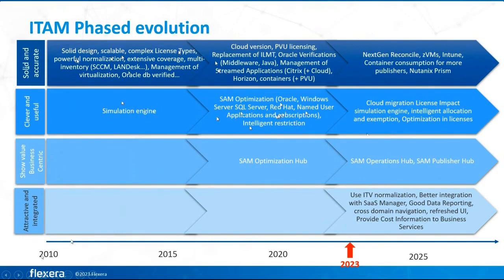We recently added an intelligent license restriction that allows you to focus and restrict a license on any report, which is very powerful because this is a dynamic target. We have more things coming right now: the cloud migration license impact simulation engine. This is a feature only for customers who have moved to next-gen Reconcile, so it is rolling out gradually for cloud customers only. And we will soon have intelligent allocation and exemption, and more optimization in licenses.